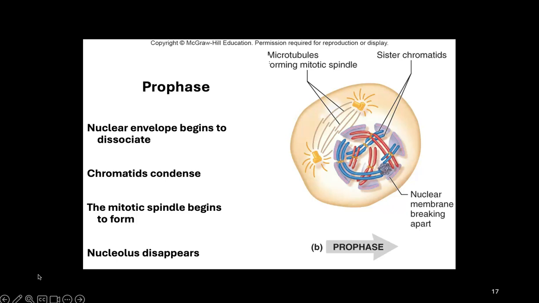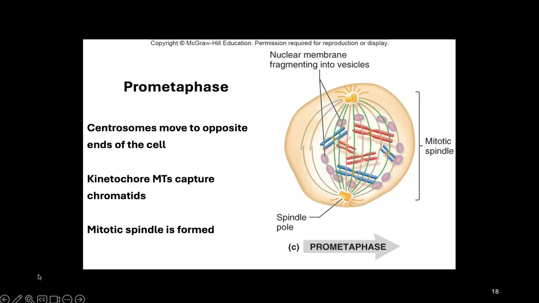In prophase, we see the nuclear envelope dissolve and the chromosomes reach their final condensed form. The mitotic spindle begins to form in this step and stretch across the cell. Prometaphase is represented by the arrival of the centrosomes at opposite poles of the cell and the kinetochore microtubules binding to the centromeres of each chromosome. At this point, the full mitotic spindle apparatus has formed.